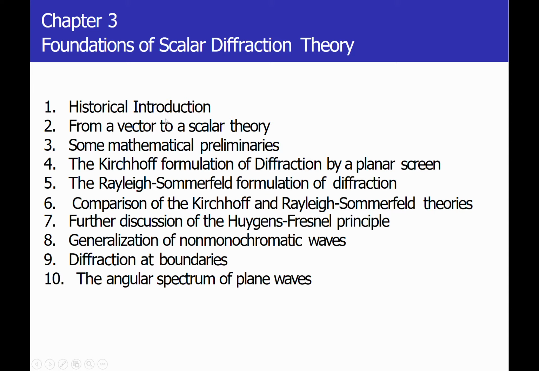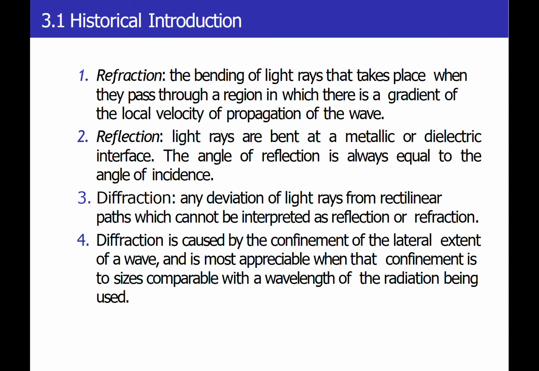So we will discuss some of the early sections of Chapter 3. Diffraction is known to be the bending of light rays that takes place when they pass through a region in which there is a gradient of the local velocity of propagation of the wave. So it is important to note that the local velocity of propagation of the wave changes.